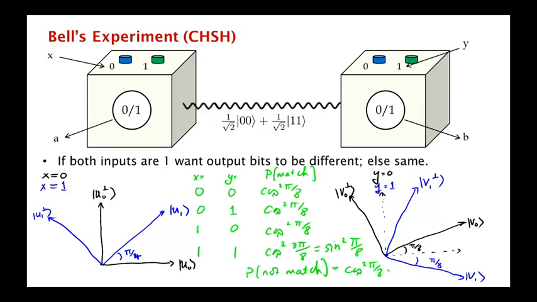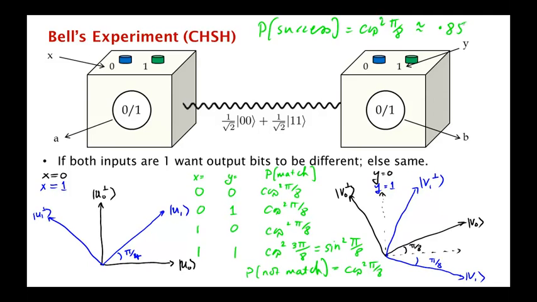So the total success probability of this particular strategy, this way of carrying out the experiment, is exactly cosine squared pi by 8, which if you work out is approximately 0.85. And this is the content of Bell's theorem.